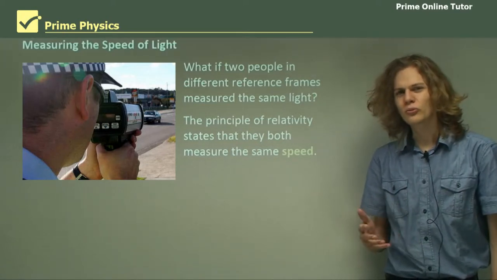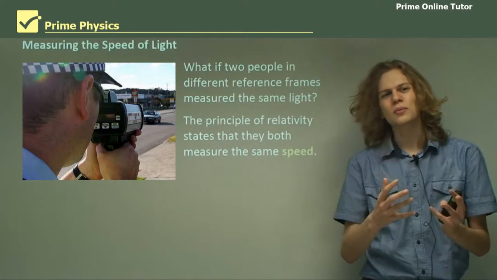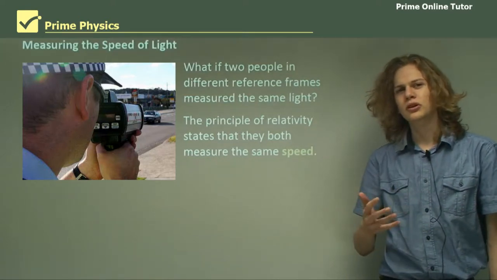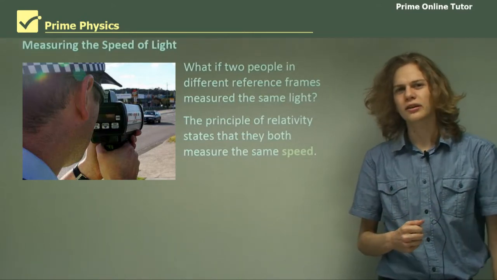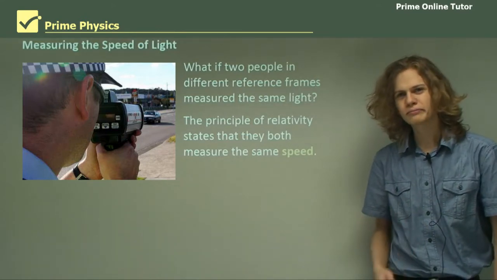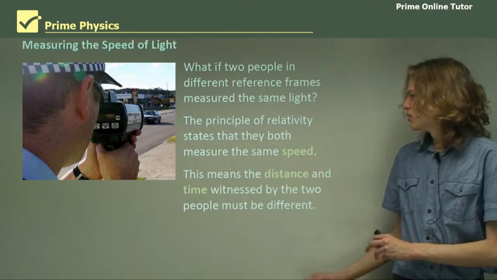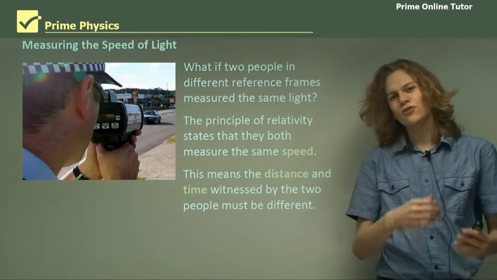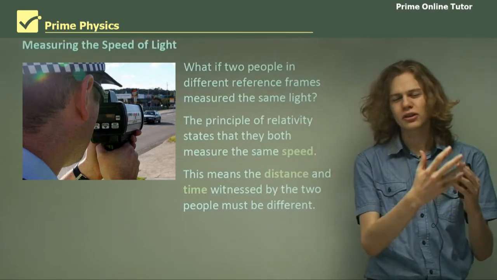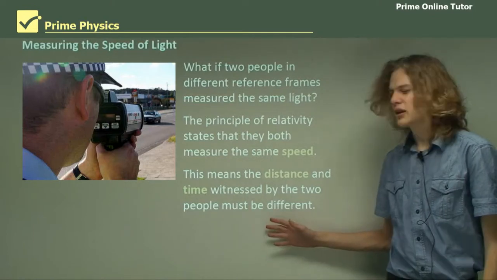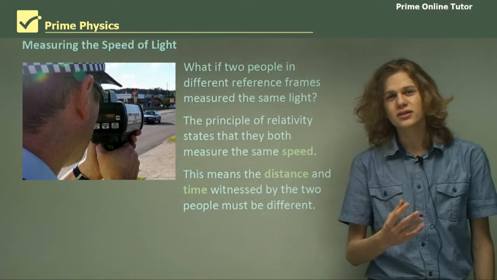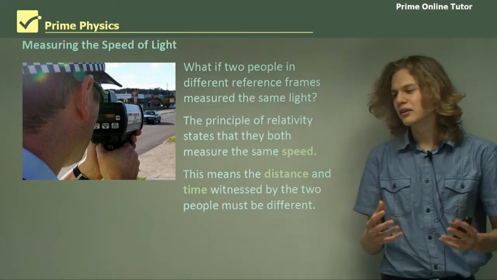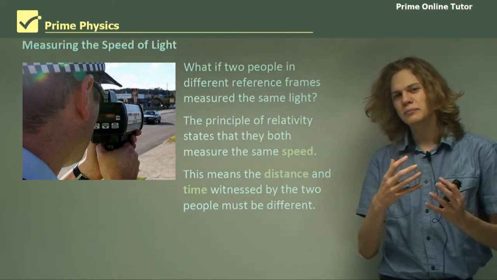Which is odd, right? You would expect the person moving to measure a different speed than the person who's stationary, because that's what we've learned in the Newtonian physics that we were studying in year 11 and most of year 12. So if the speed is the same, even though the observers are traveling at different speeds, then this must mean that they are witnessing different distances and times. Otherwise, we wouldn't be able to explain how they can measure the same speed.